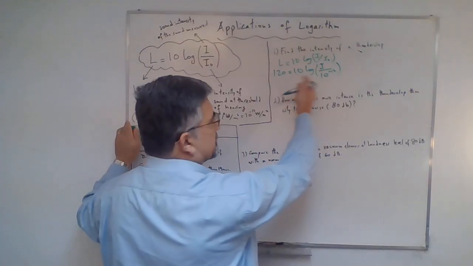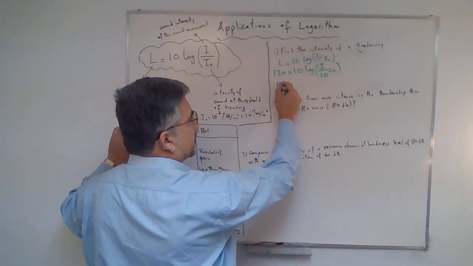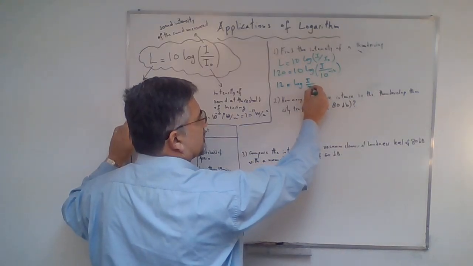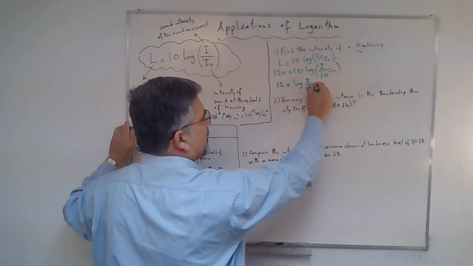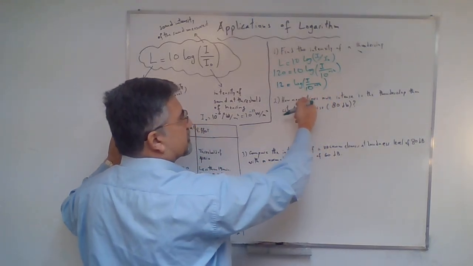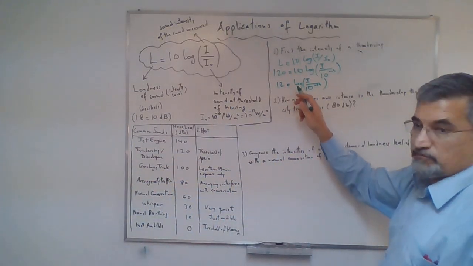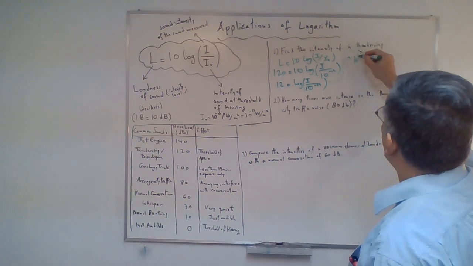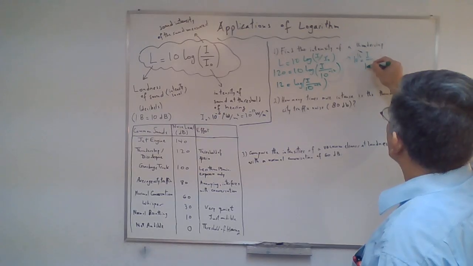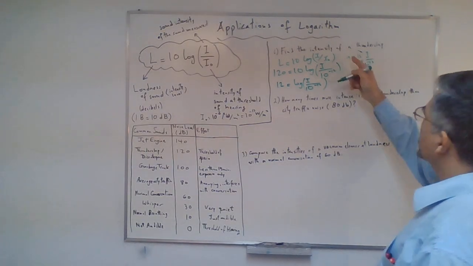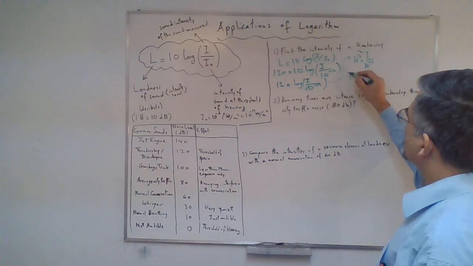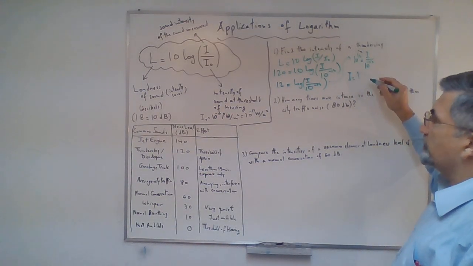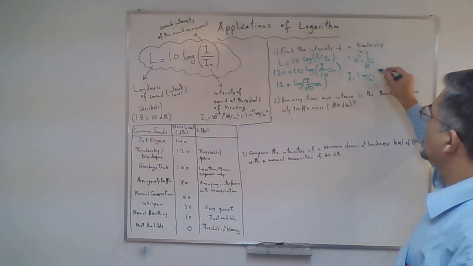And here, if you divide both sides by 10, you end up with 12 on the left side equals log of I over 10 to the exponent of negative 12. And from there, you can apply the definition of logarithm. So we get 10 to the exponent of 12 equals I over 10 to the exponent of negative 12. And after a cross multiplication, an interesting result is obtained, and that is I equals 1 watt per square meter.